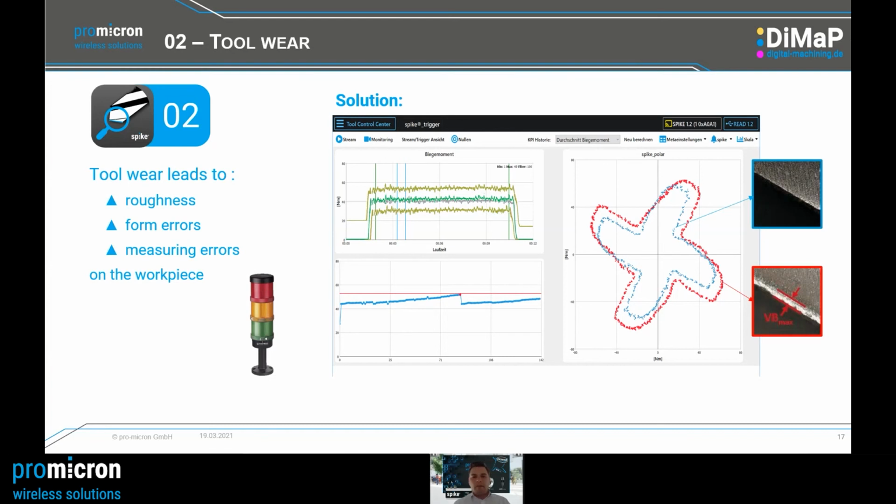At the same time, the feature of Spike Polar here helps again to see the tool wear or to differentiate more in detail. Here we have an example. The blue one is with a still sharp cutting edge, and here you see the tool wear, which is already higher, and which can also be visualized per cutting edge with that deflection.